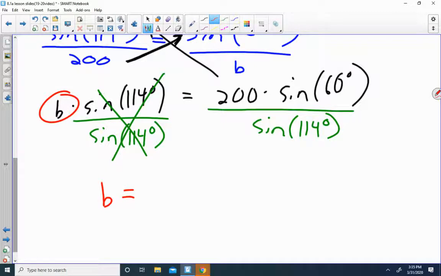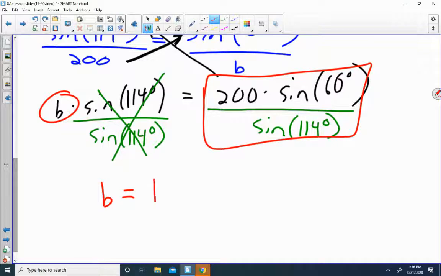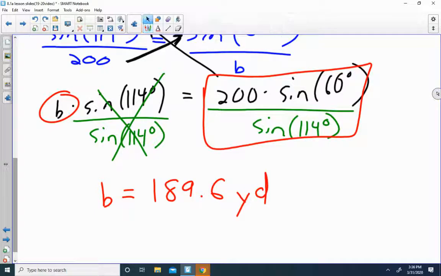Okay, so solve for little b. You just got to plug all of this into the calculator. 200 times sine of 60 over sine of 114. And that will give you 189.6. And that is in yards. Actually, I'm just going to double check that real quick in my calculator. 200 sine of 60, divided by sine of 114. Yep, that works. And again, it's making you round to the 10th, so that's why I round to 1 decimal place.